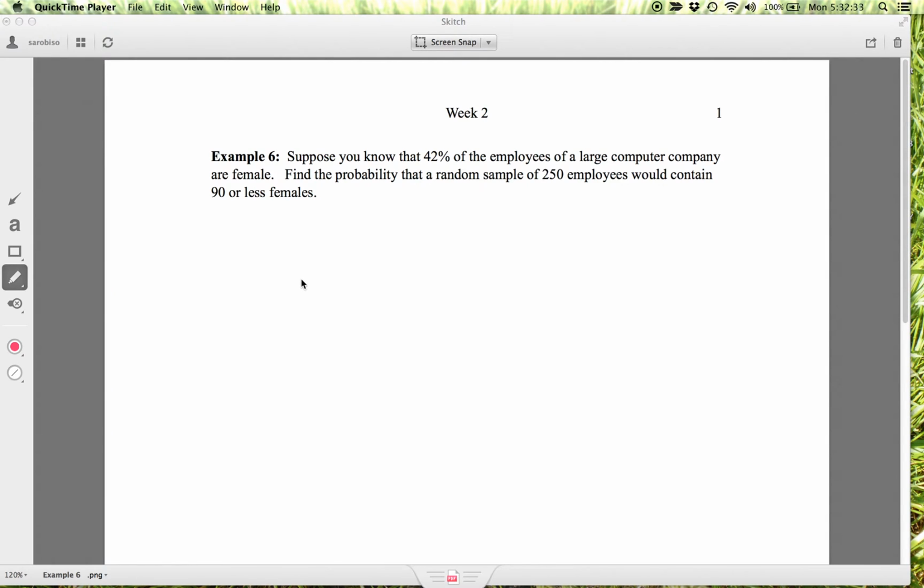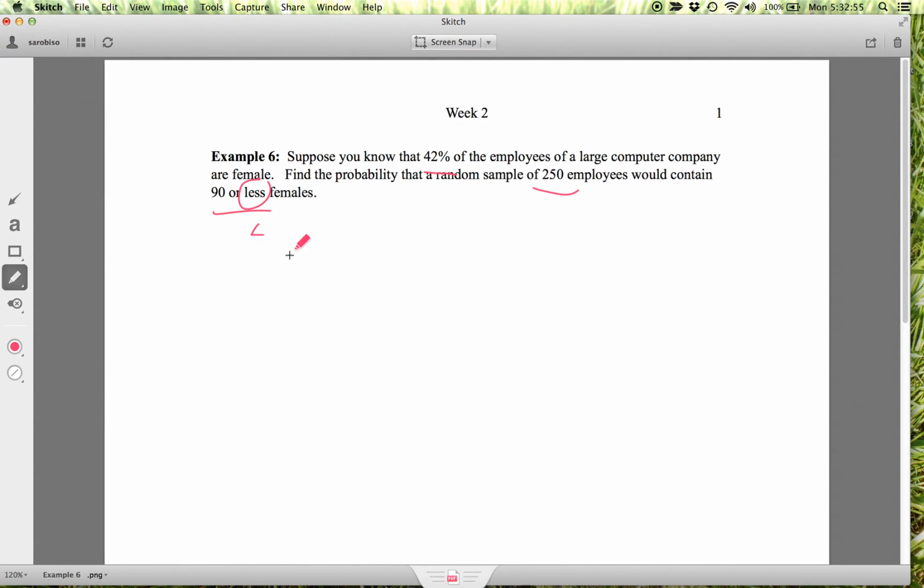Example 6, suppose that you know that 42% of the employees of a large computer company are female. Find the probability that a randomly selected sample of 250 employees would contain 90 or less females.